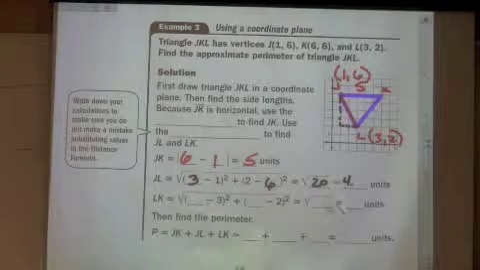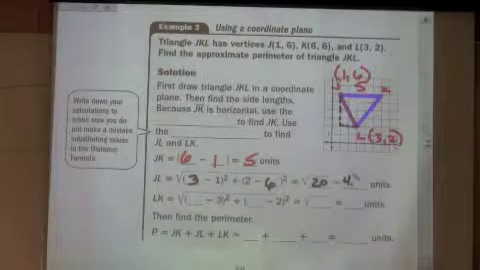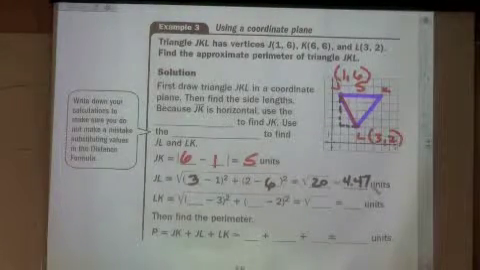Hager's all over it. What's the square root of 20? 4.47. About 4.47.